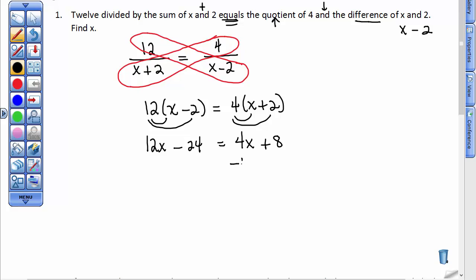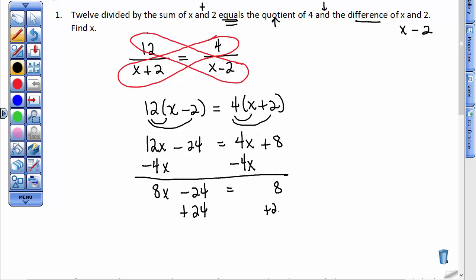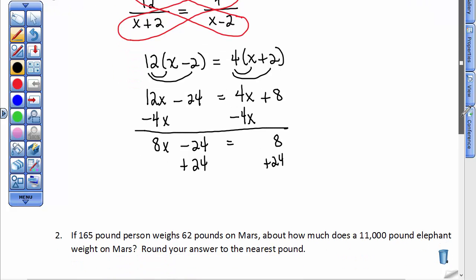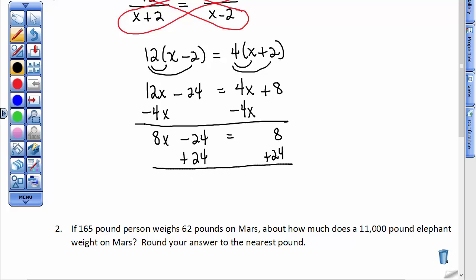Now I'm going to get x on one side of the equation, so I take the smaller coefficient. 4 is smaller than 12, so that's how I choose to do that. And now I will get the 8x alone by adding the 24 to both sides. And I'm almost there. 8x is all alone on the left, 32 on the right. And when I divide both sides by 8, I find out that x is equal to 4.